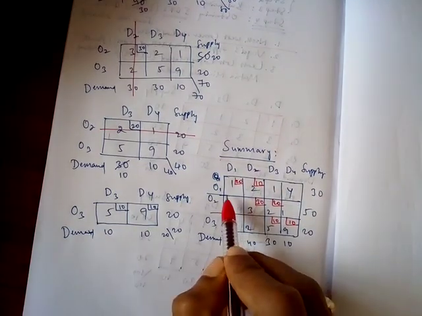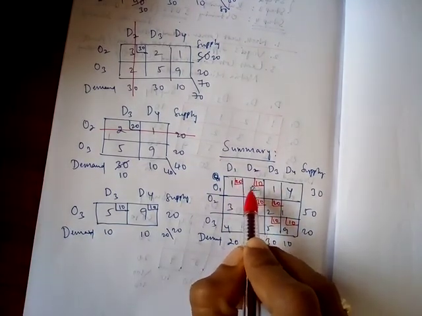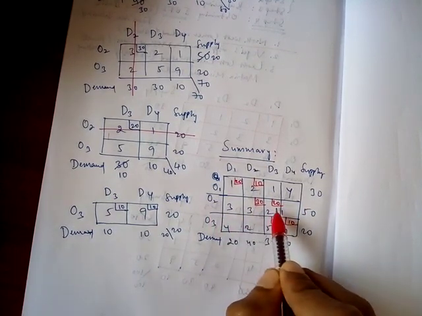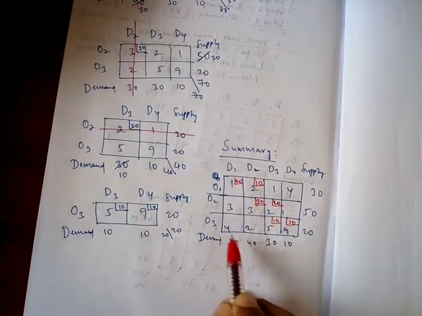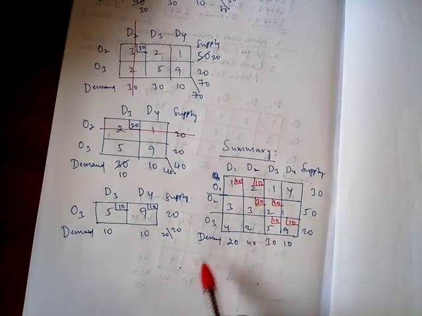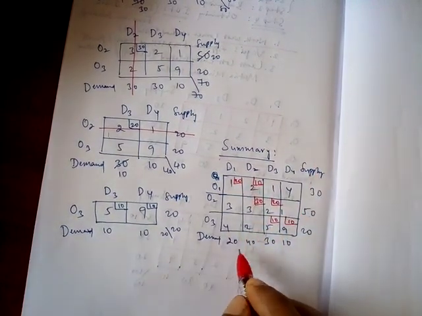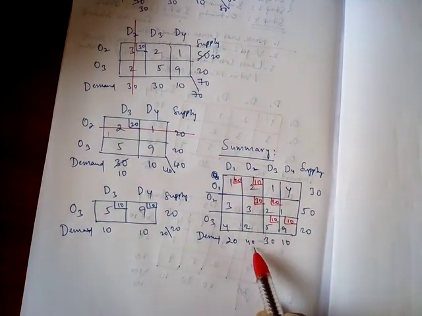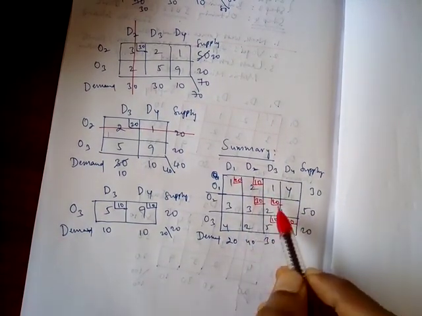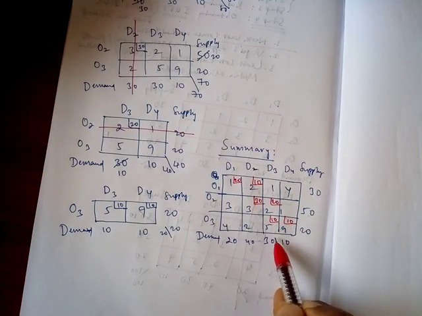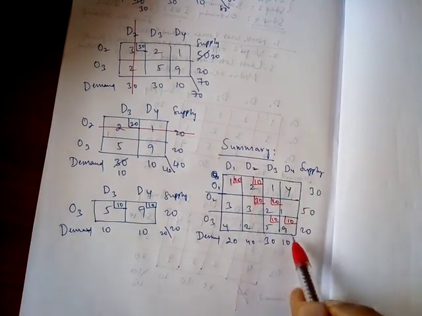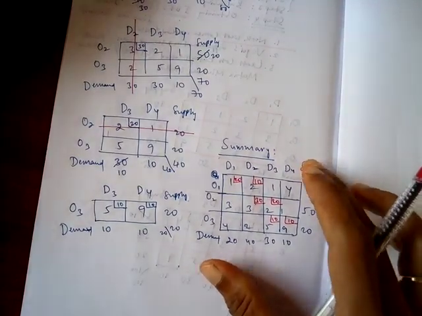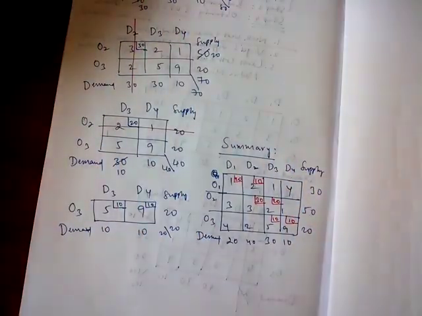So if you see 20 plus 10, O1 is supplying 30. O2 is supplying 20 plus 30 plus 20, 50. O3 is supplying 10 plus 10, 20. So D1 demanding 20, it is satisfied here. D2 demanding 40, 30 plus 10. D3 is demanding 30 here, 20 plus 10. D4 requires only 10, 10 is allotted. So this is the summary of the answer.